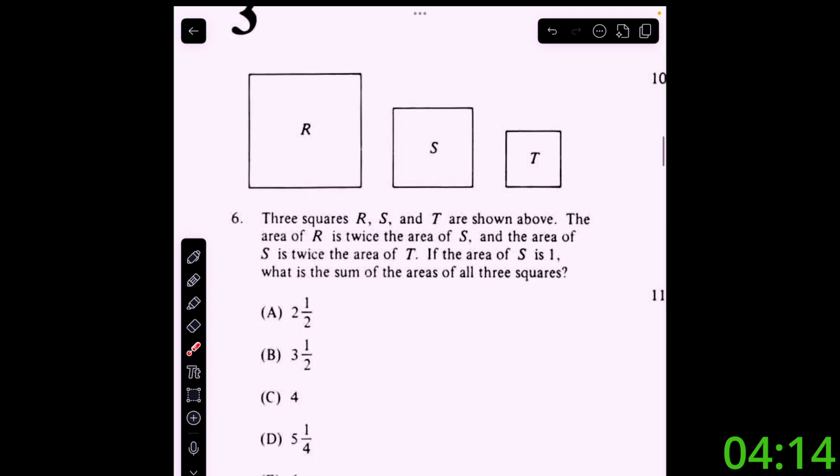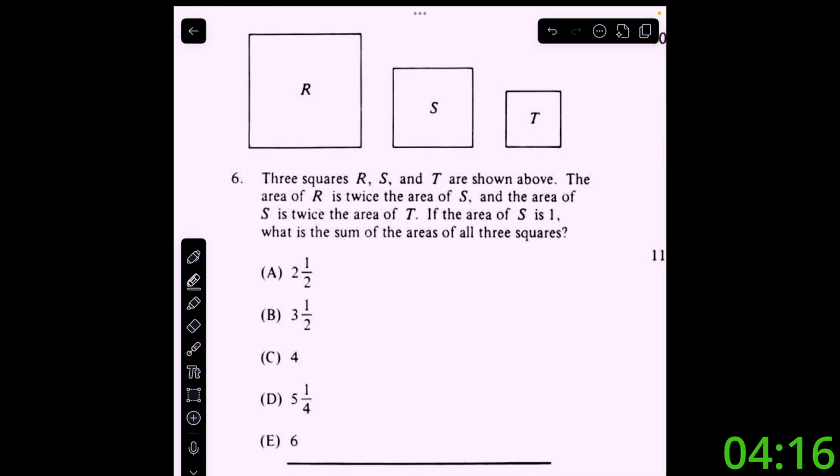3 squares, R, S, and T, are shown above. The area of R is twice the area of T. So if I take the area, the area of R is twice the area of S. So the area of S times 2 gives me the area of R. The area of S is twice the area of T. So again, times 2 for areas. Times 2, I can progress from one square to the next.